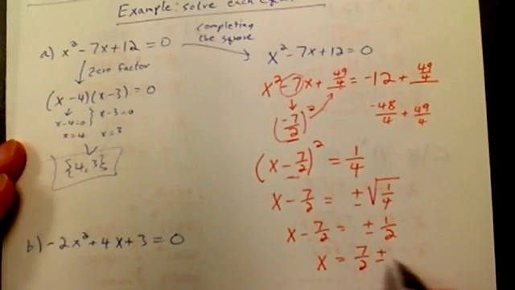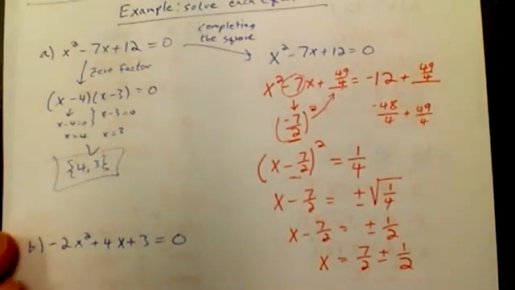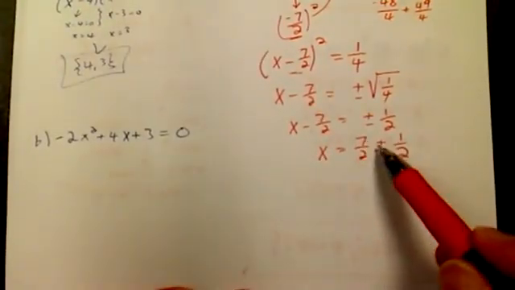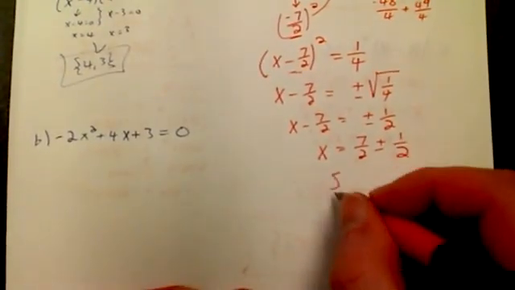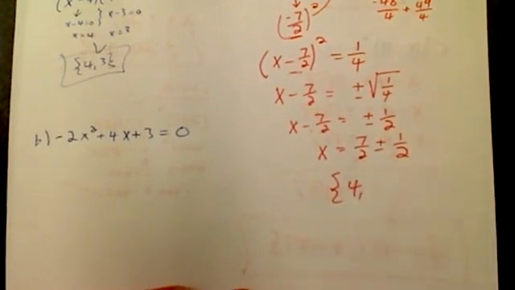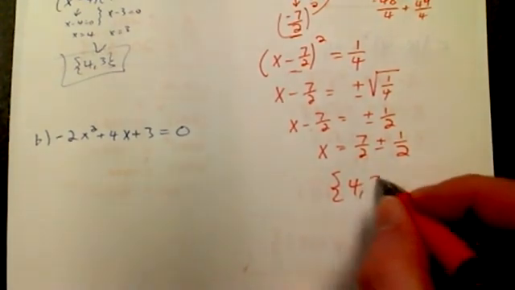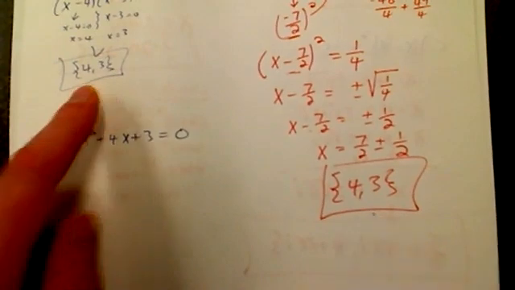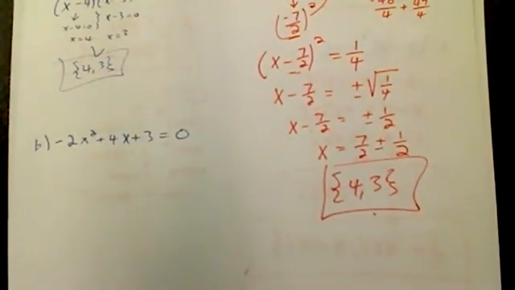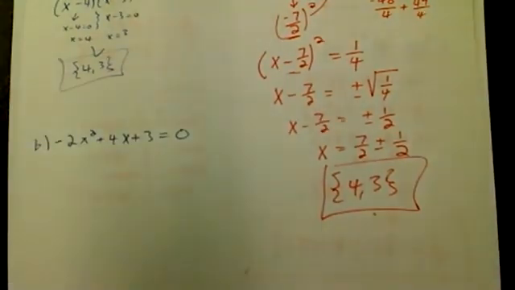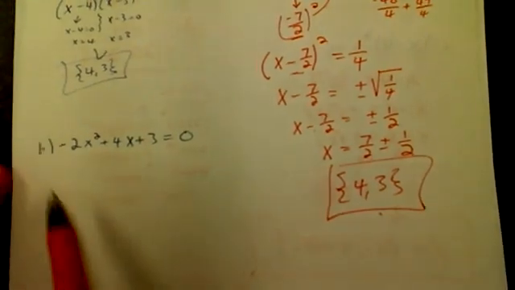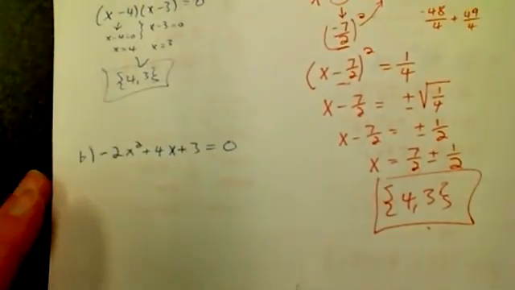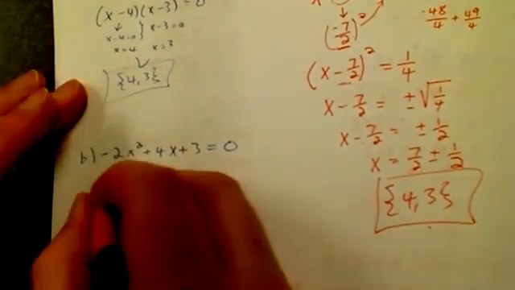Is this the same thing that we got before? Well, let's think about it. If I take 7 halves and I add 1/2, that'd be 8 halves or 4. If I take 7 halves and subtract 1/2, that'd be 6 halves or 3. That's the same thing we got earlier. So yes, this was harder for this one, but now we've got the mechanics down for something that's a little harder. Now, the reason I want to do this one, so let's get this set up.